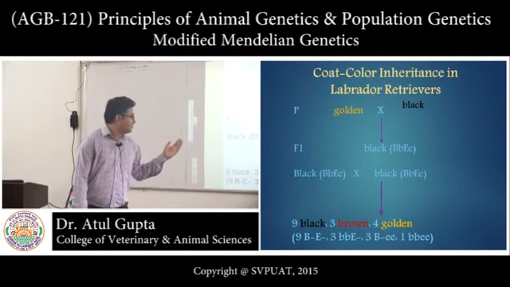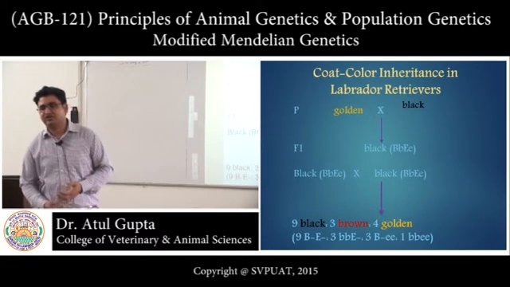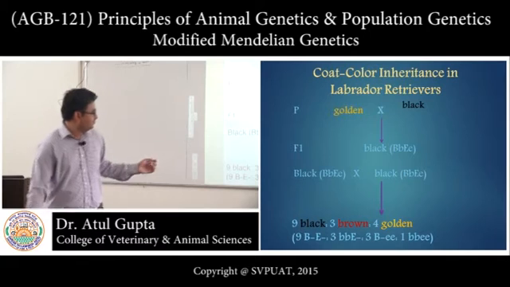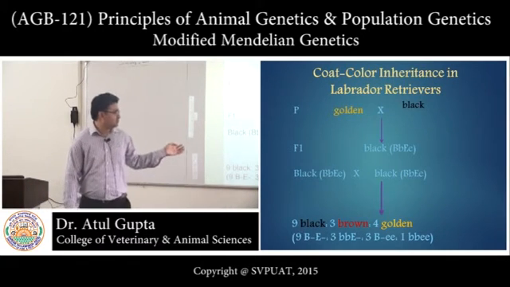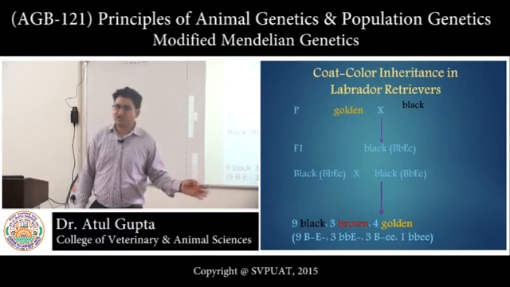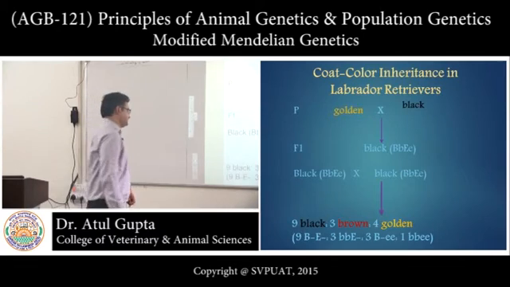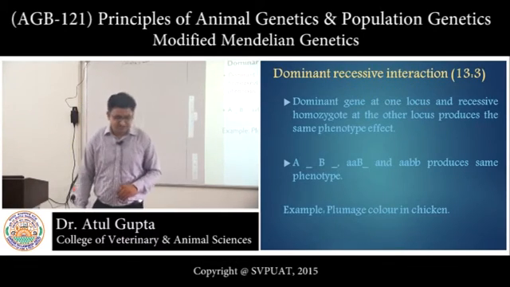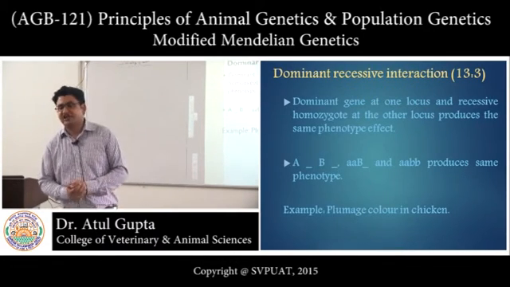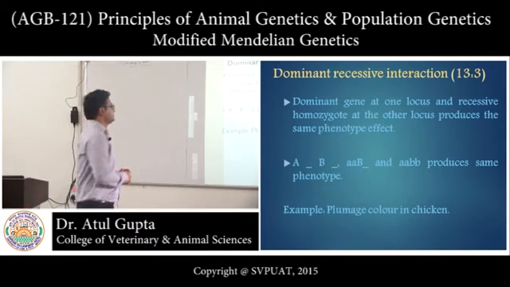Then when we cross these F1 male to F1 female, in F2 we will have a ratio of 9:3:4. That is 9 black, 3 brown and 4 golden colored retriever dogs. Then dominant recessive interaction, here we will have a ratio of 13:3 instead of 9:3:3:1.